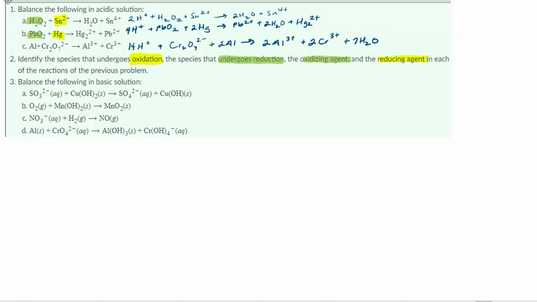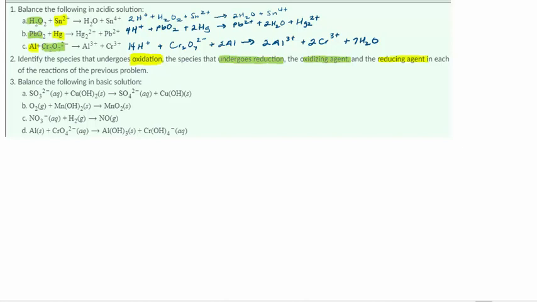So for C, the species that underwent oxidation, so the reducing agent, is going to be the aluminum. Aluminum went from a 0 to a +3. It increased its oxidation state. The species that underwent reduction, and therefore the oxidizing agent, is the chromate.